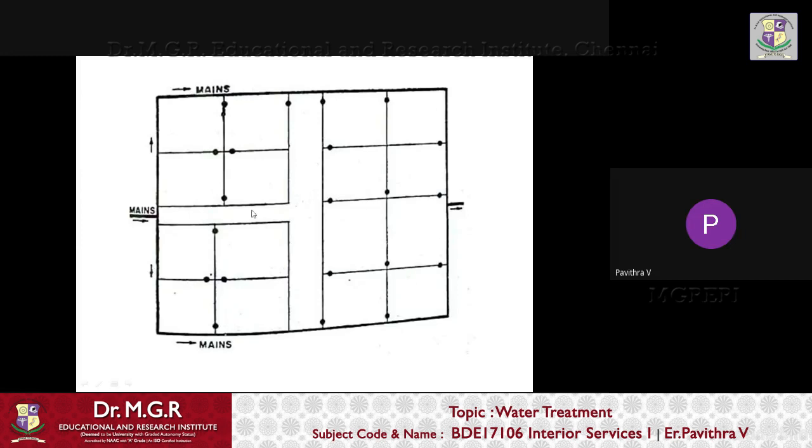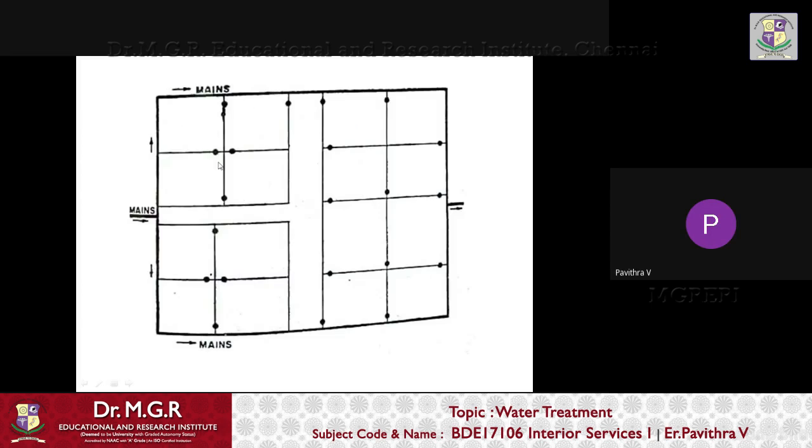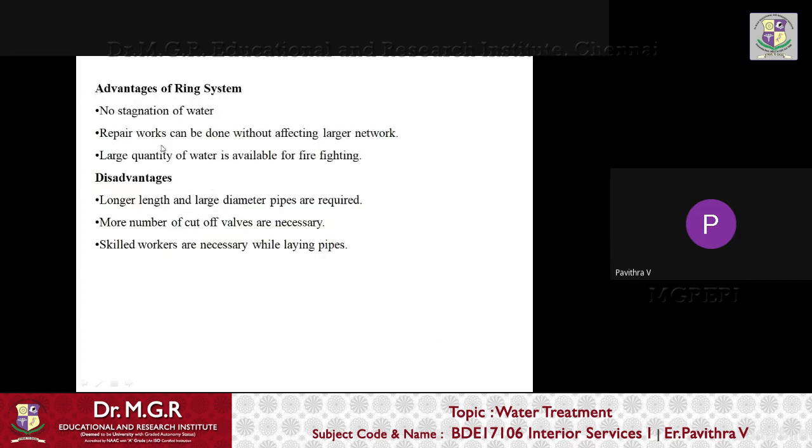I hope everyone has drawn this. So the advantages of the ring system are there is no stagnation of water, and the repair works can be done without affecting the large network. Since the flow of water is going to be continuous, there is no stagnation, and the repair works can be done since every grid has separate cut-off valves, so repair works can be done without affecting the large network. So a large quantity of water is available for firefighting.